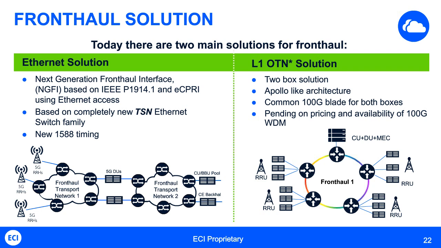But here, oversubscription, for example, is something that we are not supporting, and for each RRU we need a dedicated wavelength, and then we are limited. We have a limitation of the number of RRUs that we can implement in the same ring, unless we are moving to more complicated WDM equipment. But then the trade-off will be, of course, the cost of the solution.